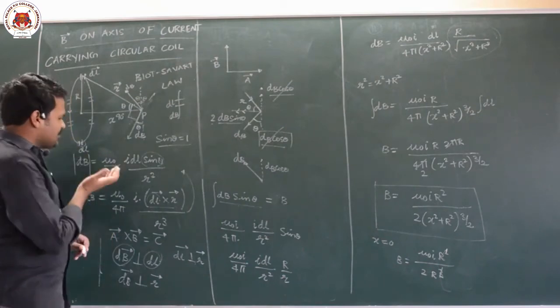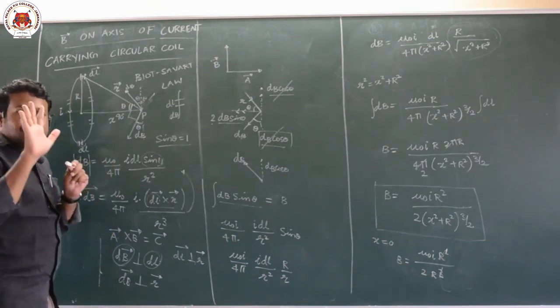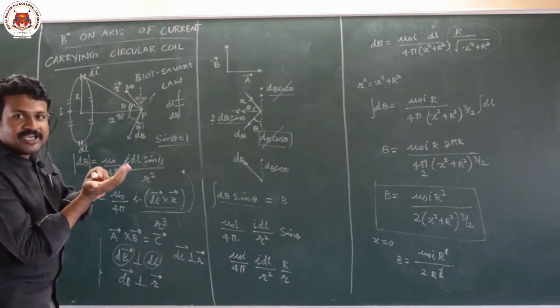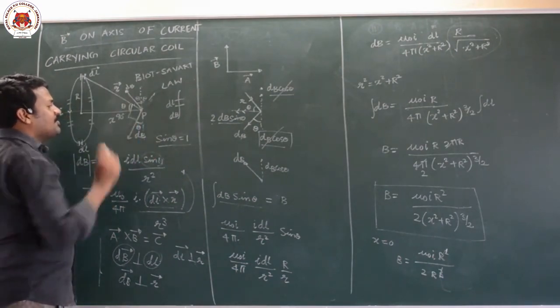So how to find direction here? Current is coming out like this. This is the current element. Curl the fingers. Right hand palm rule is used to find the magnetic field. Curl your fingers, this is the direction of magnetic field. So it will be like this. It is coming like this. This is the direction of magnetic field.